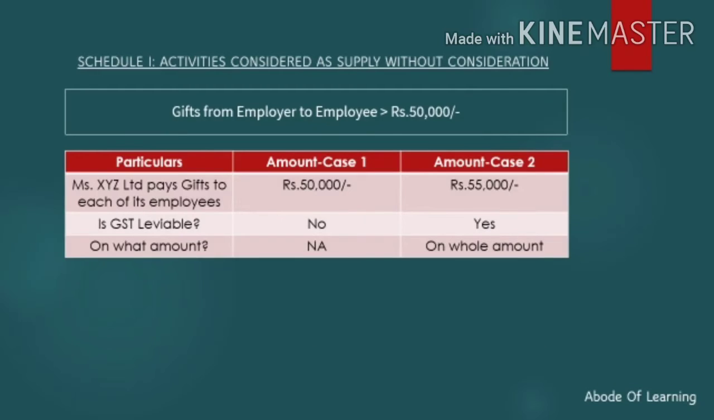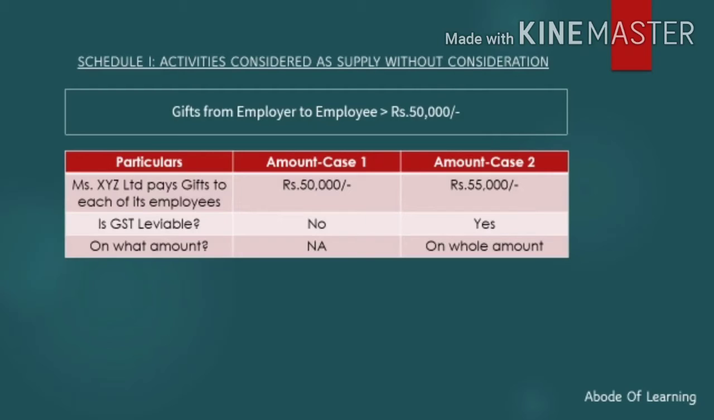Gifts from employer to employee which exceed 50,000 rupees will be considered as a supply under this act. I'll give you an example. XYZ Limited is paying gifts to each of its employees. If it is capped, or if it is just 50,000 or up to 50,000, there is no GST on this amount. But if it exceeds 50,000, for example, in case 2 it is 55,000, then yes, GST is leviable because it will be considered as a supply.